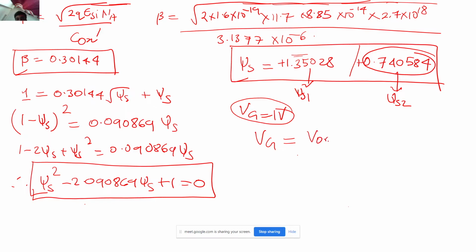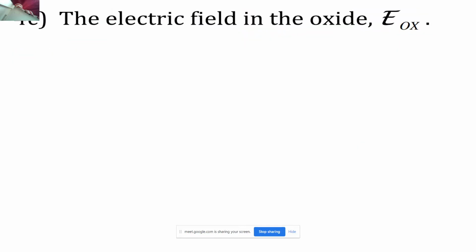VG is what? Vox plus psi s. Correct. So if this is my 1 volt, then obviously this term should be less than that, right? So that's why we are selecting this 0.740584 as our answer. Correct. So very good. Thanks, guys. Now we will be moving on to the next part of the question.